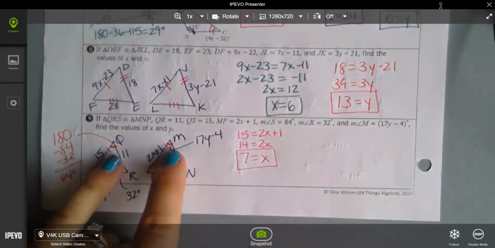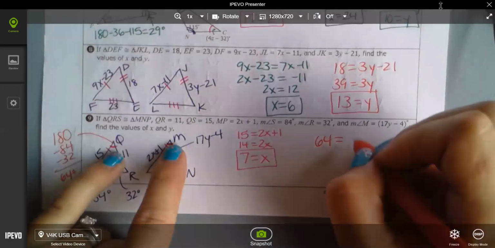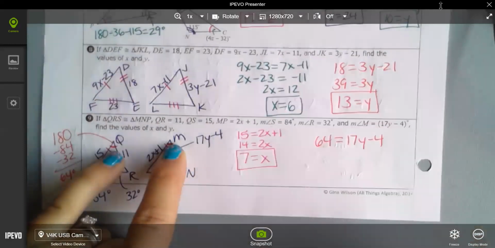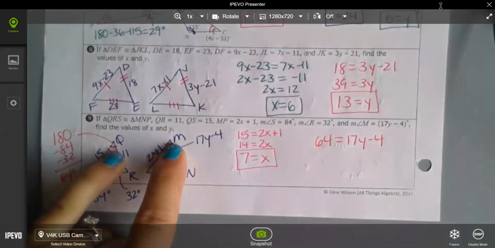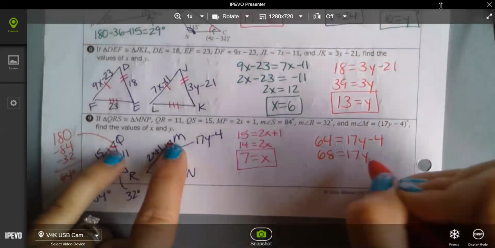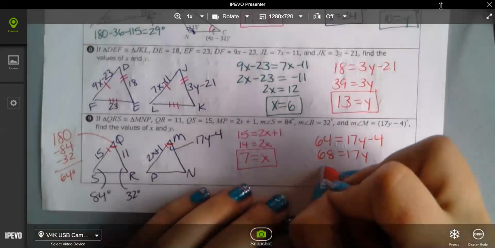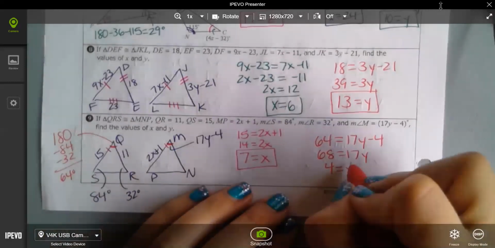So now I can write my equation. 64 degrees is going to be equal to 17y minus 4. And then adding 4, and then dividing by 17. So 4 is equal to y.